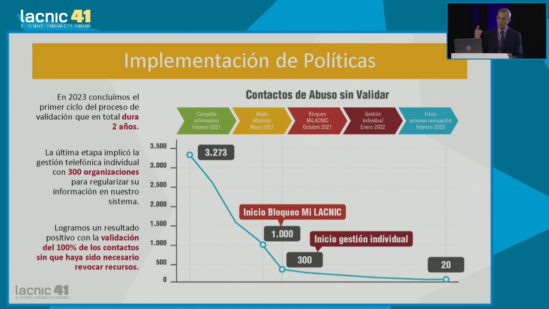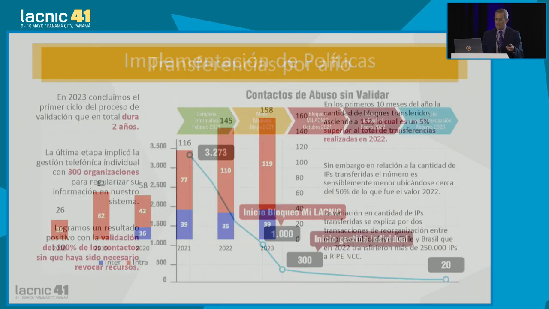We took 2 years to ensure that all the abuse contacts are validated. We managed to achieve this. These are very tiring processes. The initial stages in the first year are automated. There are some contacts with the members where some wish to know what is happening, if there are any issues. And the second part are all personal contacts, personal calls, and updating information to be sure that everything is in order.